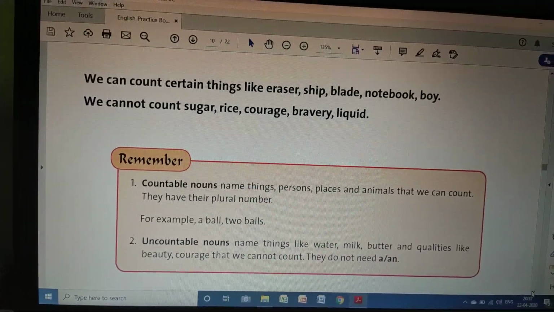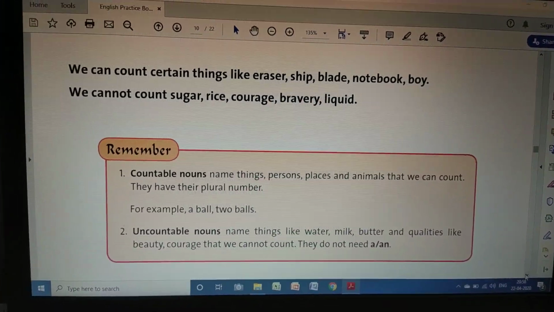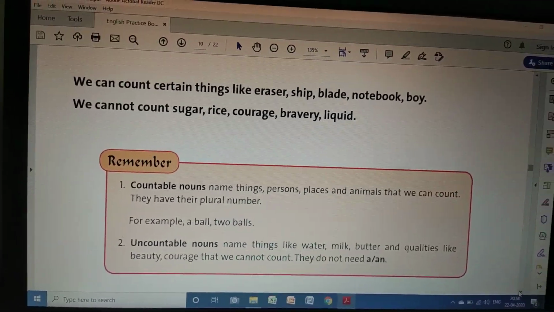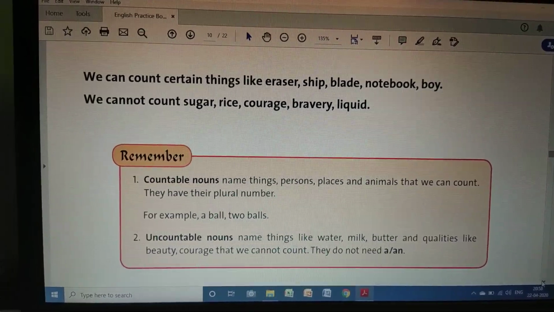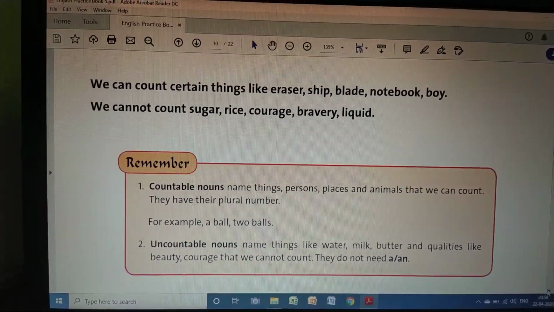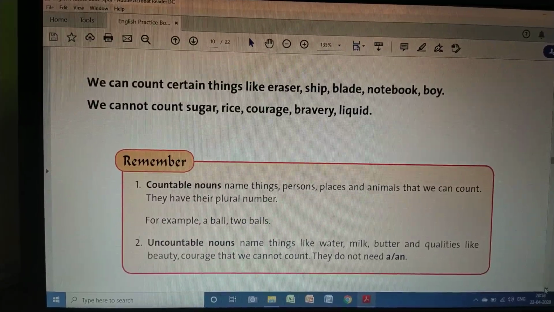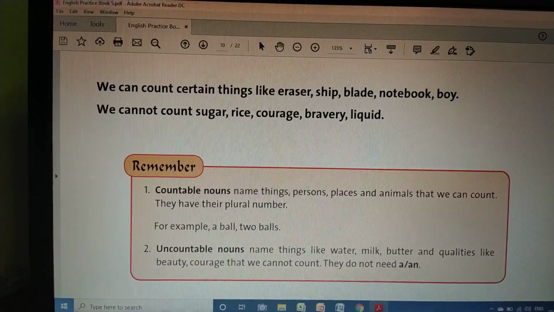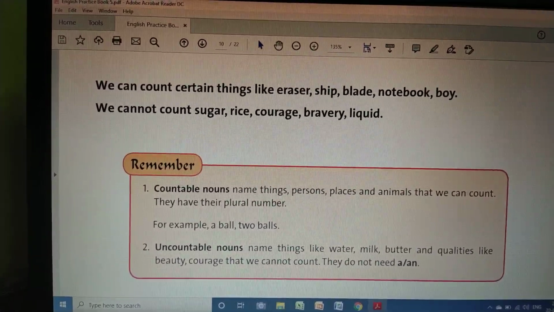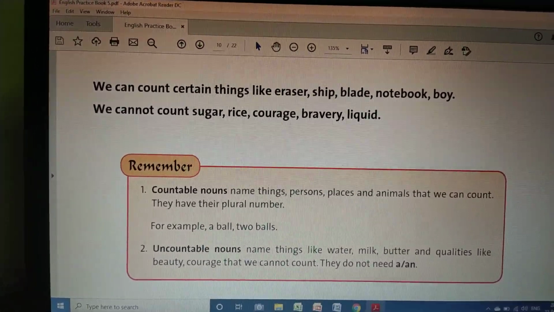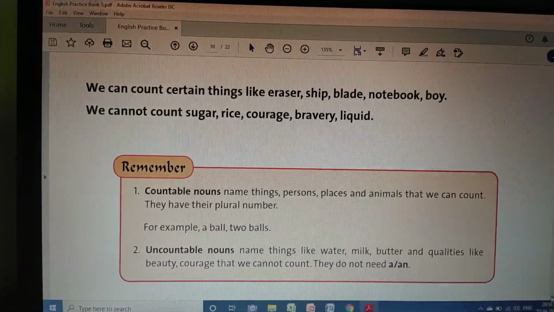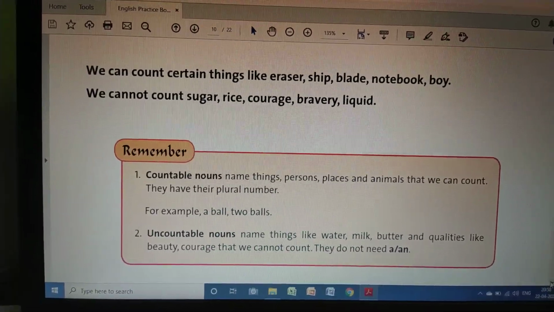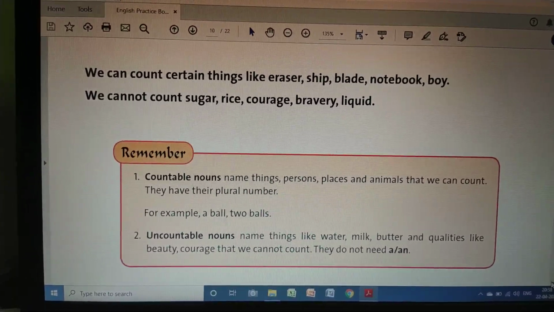Remember, countable nouns name things, persons, places, and animals that we can count, that we just learnt in the previous link, right? They have their plural number, which is, as I said, we can add a number to a countable noun. For example, a ball, two balls, etc. Second is uncountable nouns. Name things like water, milk, butter, and qualities like beauty, courage that we cannot count. And as I said, they do not need a or an.